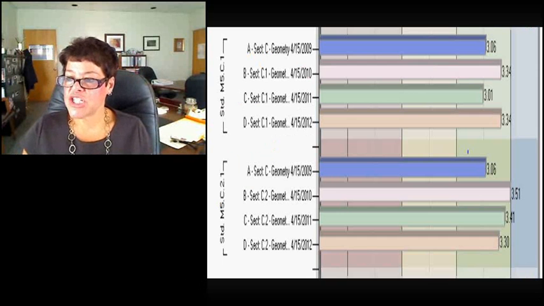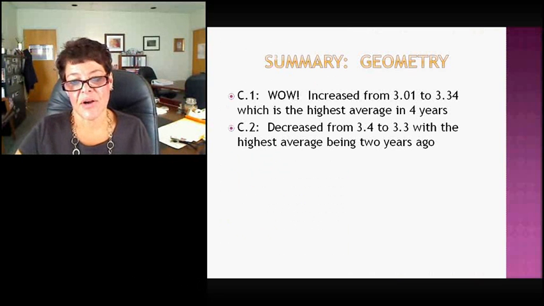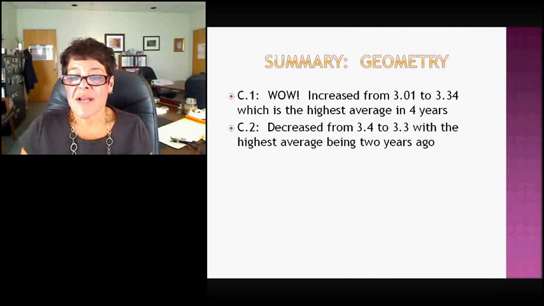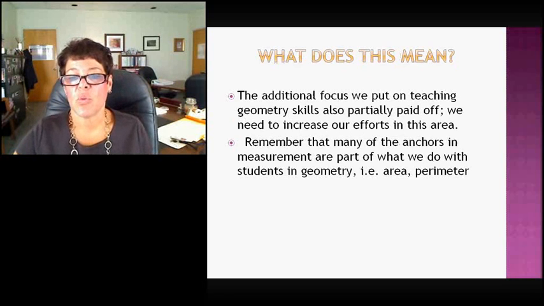As we look at geometry, again, you can see growth in some areas as well as a decline in some areas. C1, definitely a wow. We increased from 3.01 to 3.34, again, the highest in 4 years. But then on the flip side, C.2 decreased a little bit. So what does this mean? Again, we put more of a focus on our geometry skills last year, and it definitely paid off. We want to increase that effort.